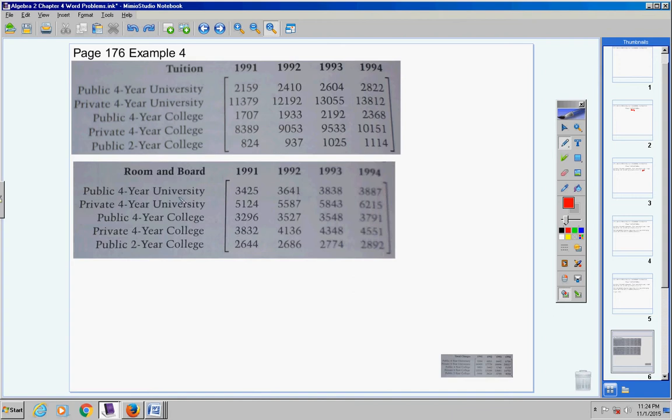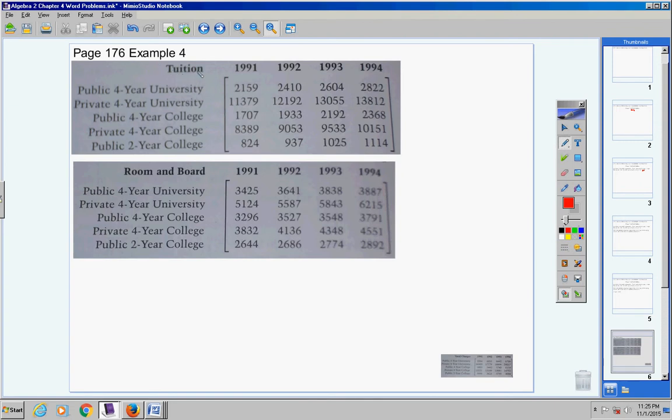Then they give you a matrix that has the room and board. Okay? So if you chose to go to a private 4-year university in 1993, there's your tuition, and then the room and board would be $5,843 more. Okay? Do you see what I'm saying? So to find your total cost, here's your tuition, here's your room and board. $18,898. Okay? So I hope you're seeing what they're doing. They gave you these 2 matrices.